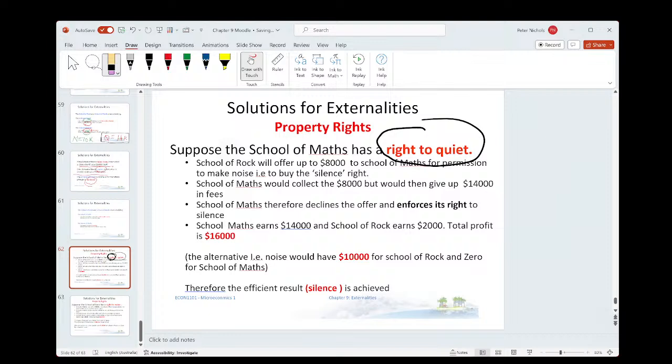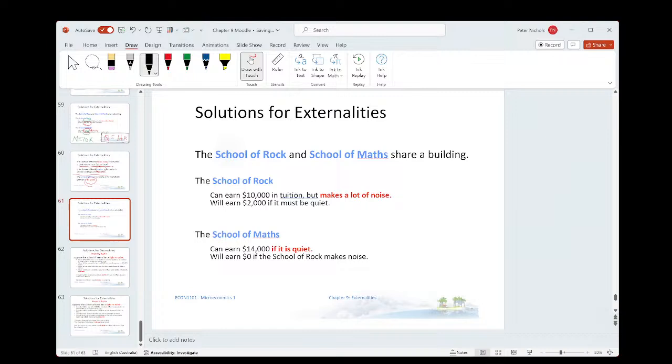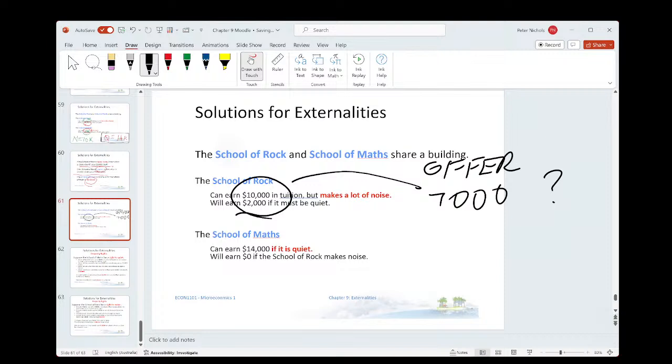The School of Rock, if we go back to the School of Rock, there's an $8,000 difference there. So the School of Rock could say to the School of Maths, look, we'll give you $7,000. Imagine that they offer $7,000. Why would they offer it? Well, because if it's quiet, they get $2,000.